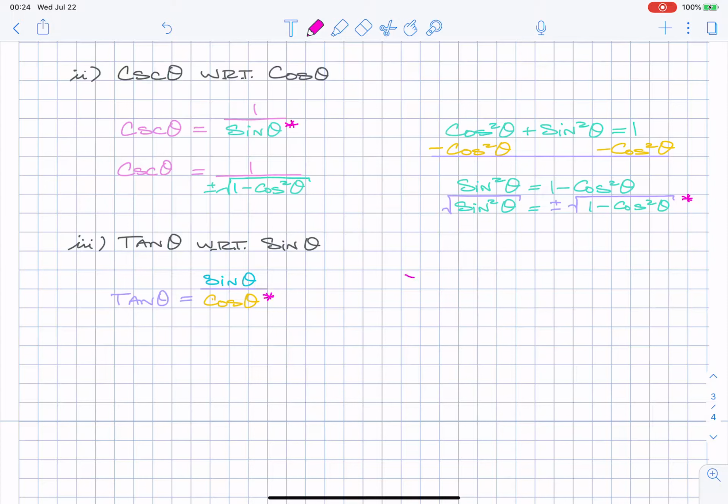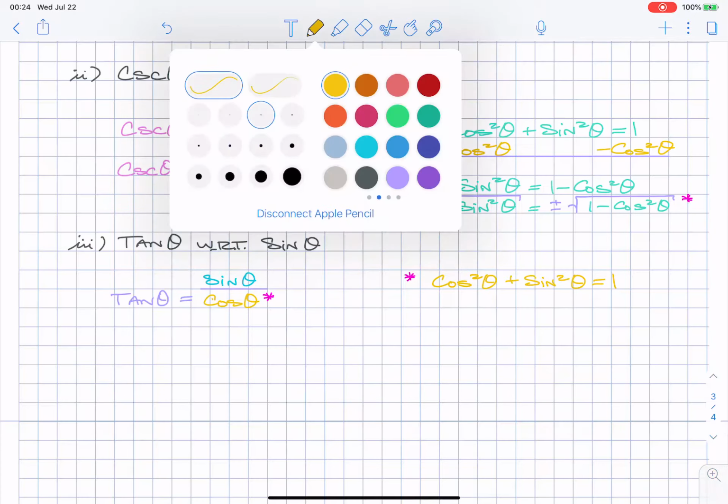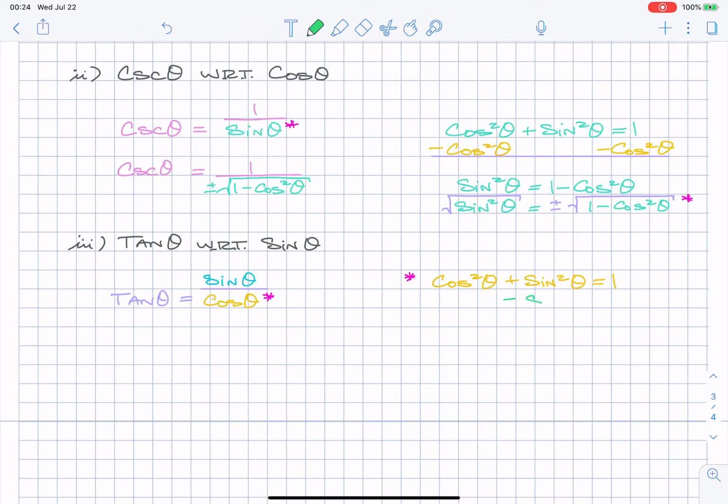So let's go over here and redo the main Pythagorean identity again. Cosine squared theta plus sine squared theta is equal to 1. Let's isolate for cosine. So now I'm going to subtract sine squared theta from both sides, minus sine squared theta.